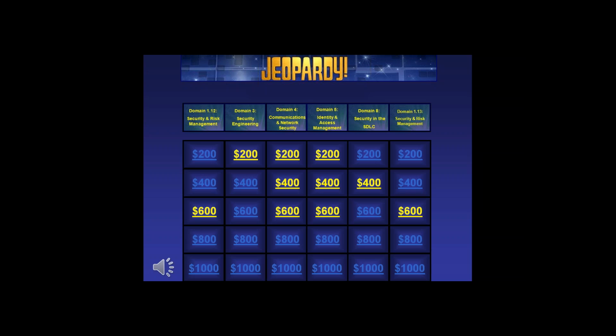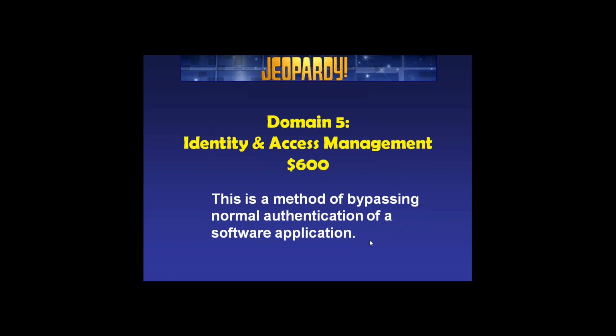All right, Original Brit, what do you got? Domain 5, 600, please. Domain 5, 600. We've talked about this one several times throughout the first 10 rounds of Jeopardy.